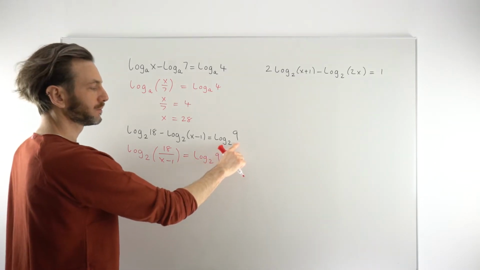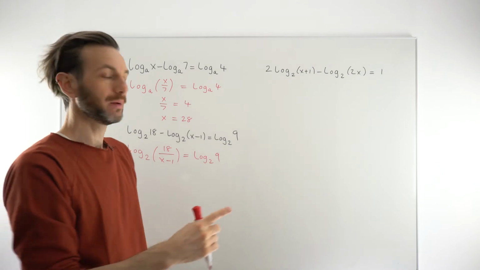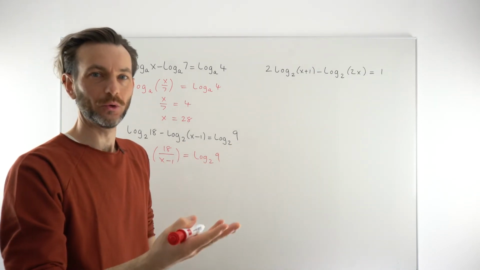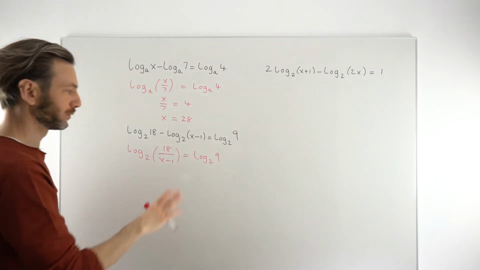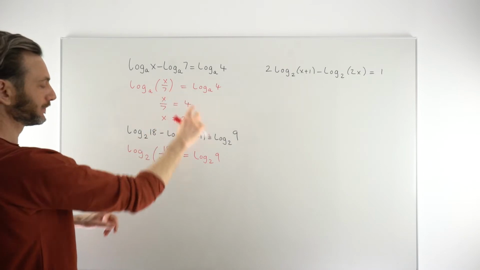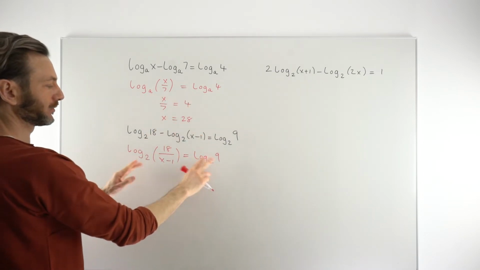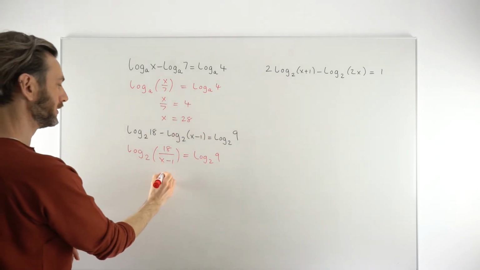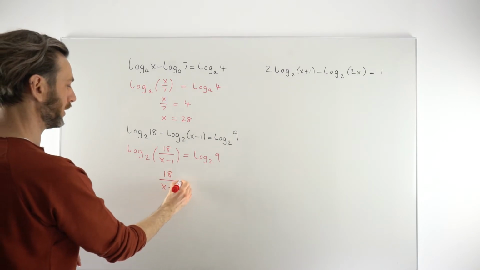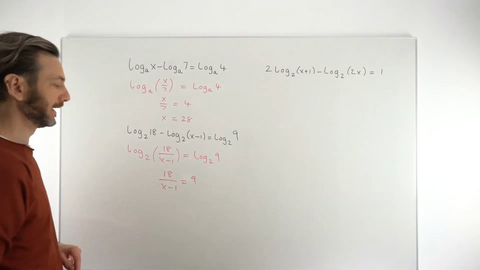Notice that we could potentially evaluate that as a number, but this is asking what power do you need to put on a 2 to make a 9? Well, there is no whole number for that, so we're just going to leave that as it is. But now we've got the scenario that we had up here, where we've got a log of the same base on both sides, so we can just cancel those out. That's going to give us 18 over x minus 1 equals 9.